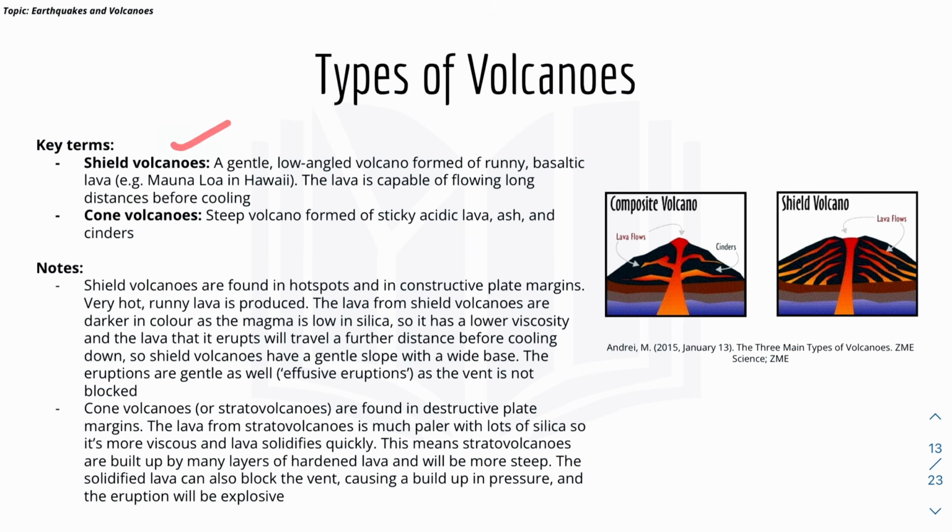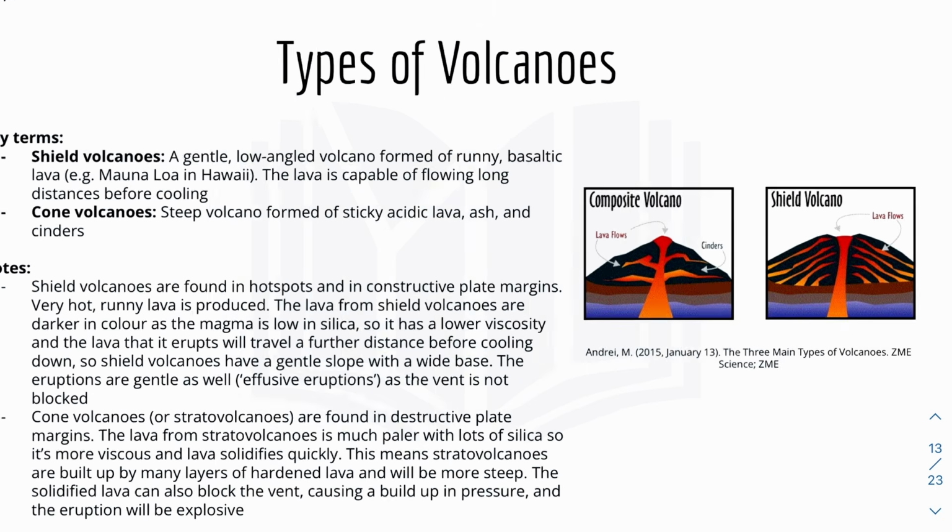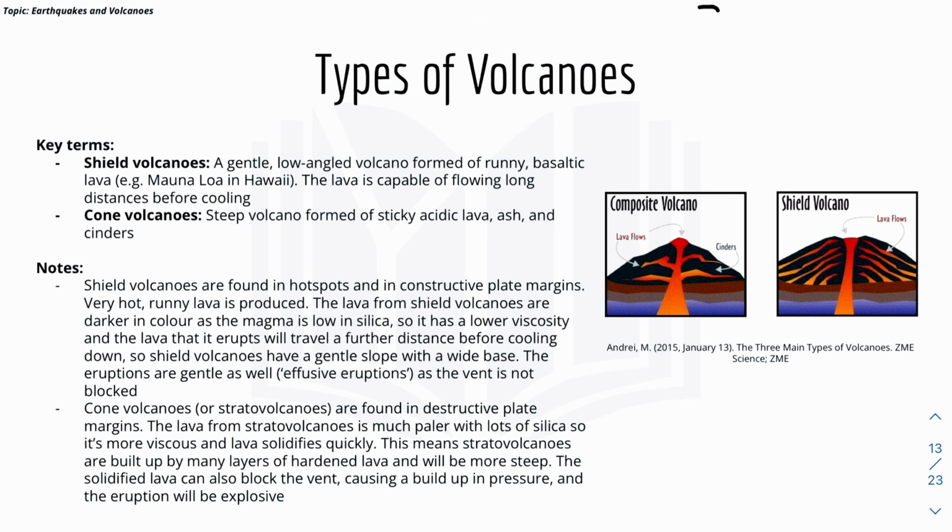So shield volcano is a gentle, low-angled volcano formed by runny basaltic lava, for example this volcano in Hawaii. And the lava is capable of flowing long distances before cooling. The opposite of that is the cone volcano, and it's a steep volcano formed from sticky acidic lava, ash, and cinders. So shield volcano is very gently sloping. Let me just show it out. Shield and cone volcano.